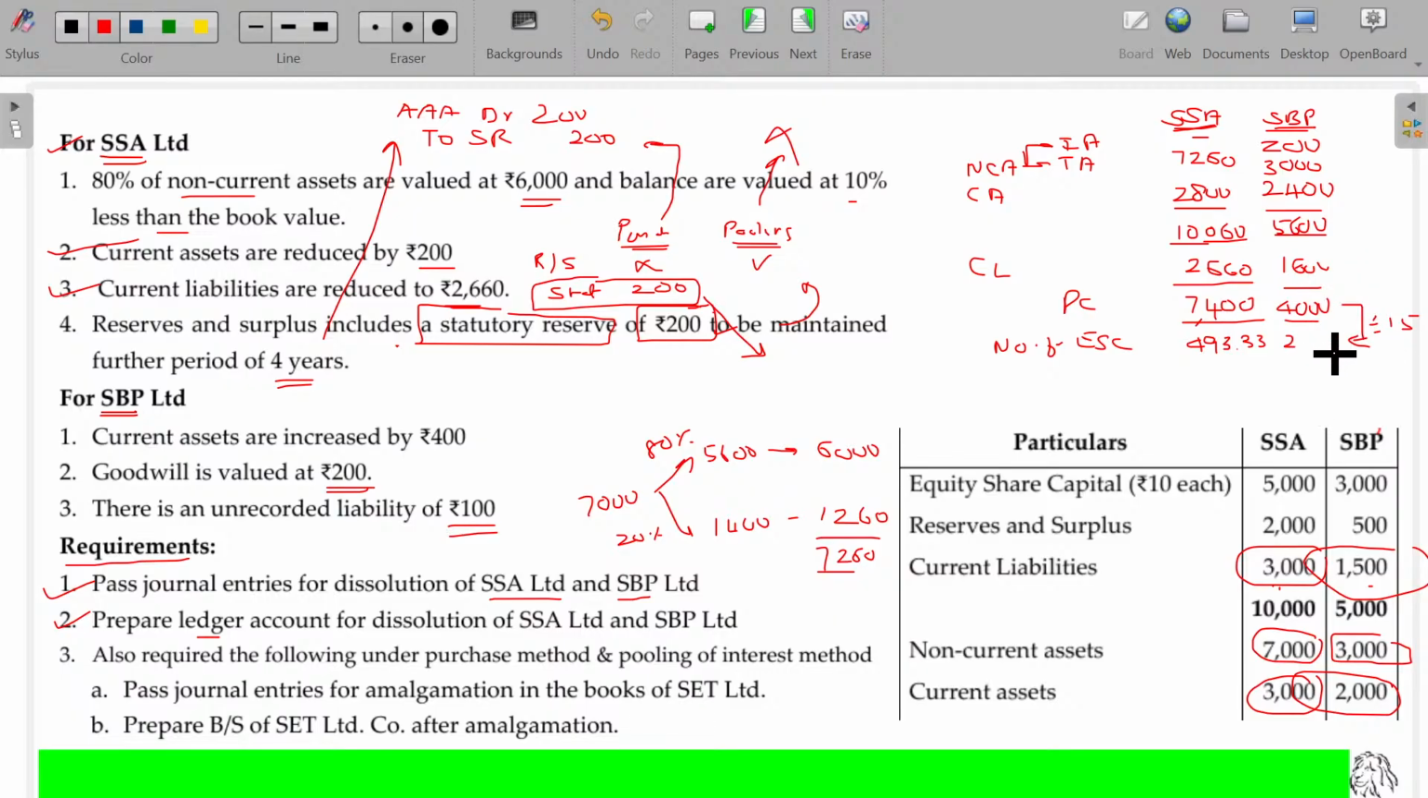If you divide this by 15, what's the value you are getting? 266.67. Now, what about the face value? Face value is nothing but you have to multiply with the 10. 2,660. What about the securities premium? You have to multiply with 5 per share. Come on, tell me. 266 into 5.